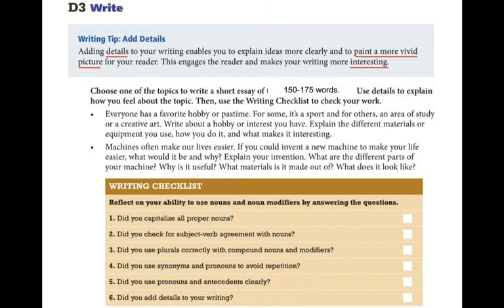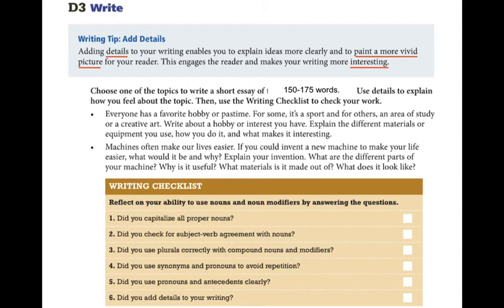Everyone has a favorite hobby or pastime. For some, it's a sport, and for others, an area of study or a creative art. Write about a hobby or interest you have. Explain the different materials or equipment you use, how you do it, and what makes it interesting. Pay attention to nouns and noun modifiers. Or take the next one.